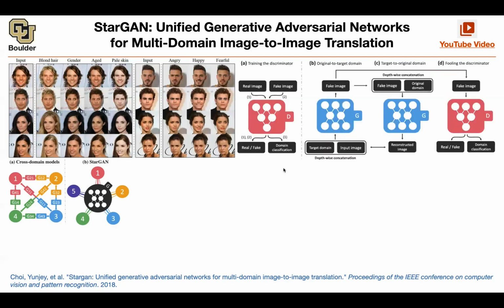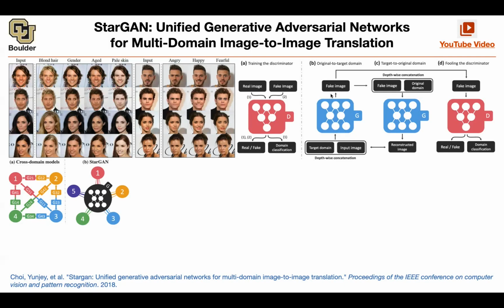And the idea is you're going to have a discriminator discriminating between real and fake, and at the same time classifying the domain. For instance, here you have 1, 2, 3, 4 domains. It's going to classify between 4 domains. And when you are training your generator, you specify the domain. For instance, you say, I want an image for this particular gender. That's going to be the target domain. You input your image, and that gives you your generated image.